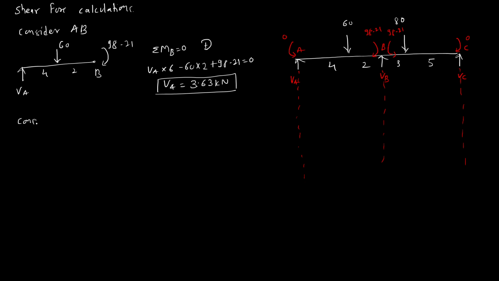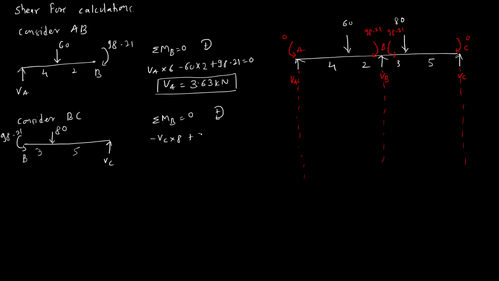Now next, consider BC. So this is our VC, this is the point load 80, and this is the moment 98.21 at point B, with distances 3 and 5. Apply sigma MB is equal to 0, clockwise positive. So it is minus VC into 8 plus 80 into 3 minus 98.21 is equal to 0. So VC is equal to 17.72 kilonewton.